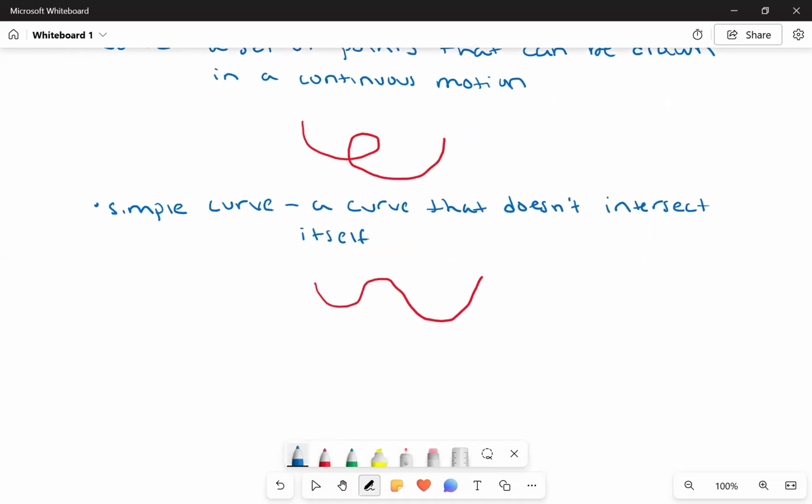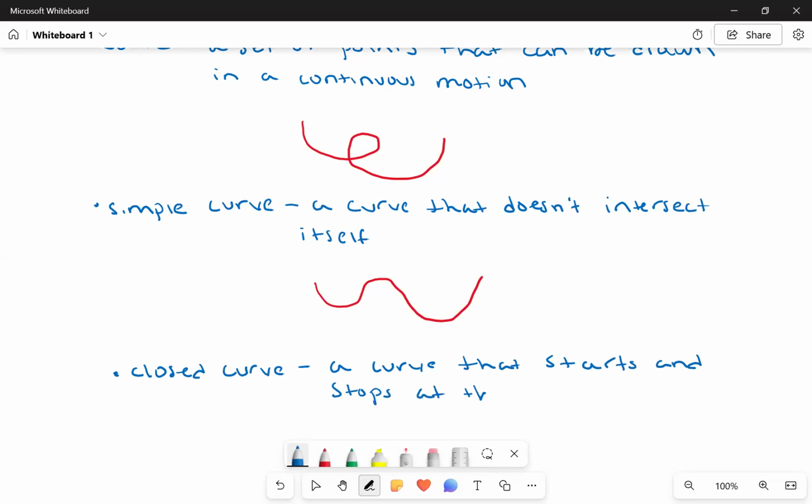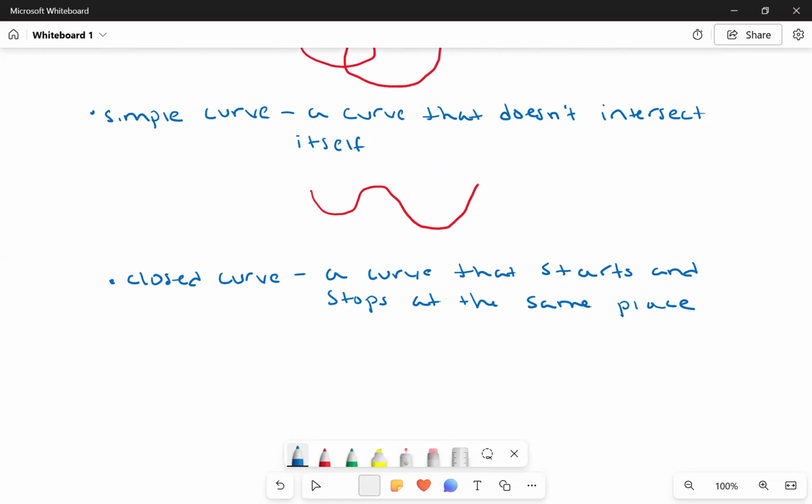Then we have the idea of a closed curve. This is a curve that starts and stops at the same place. Now notice it has nothing to do with intersection, but it does have to do with having a starting and stopping point that's the same place. So here, maybe the infinity symbol. That would be a closed curve.